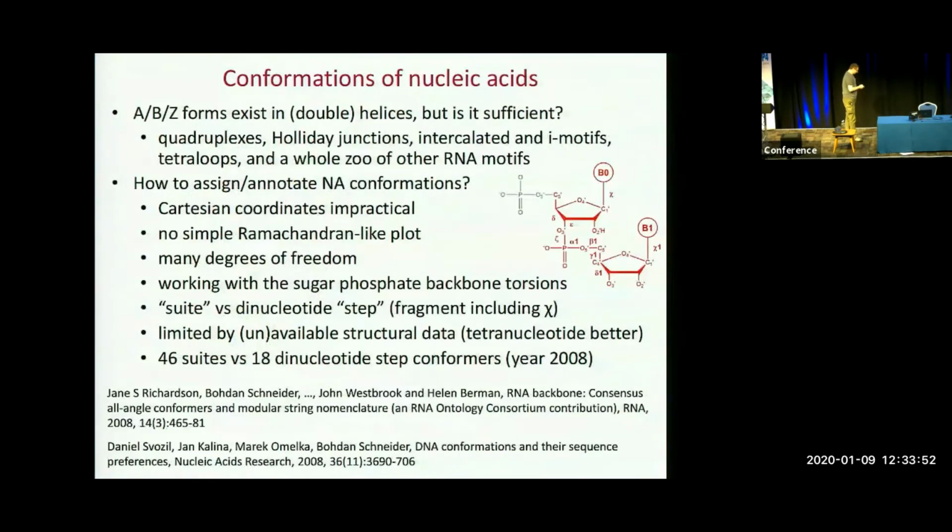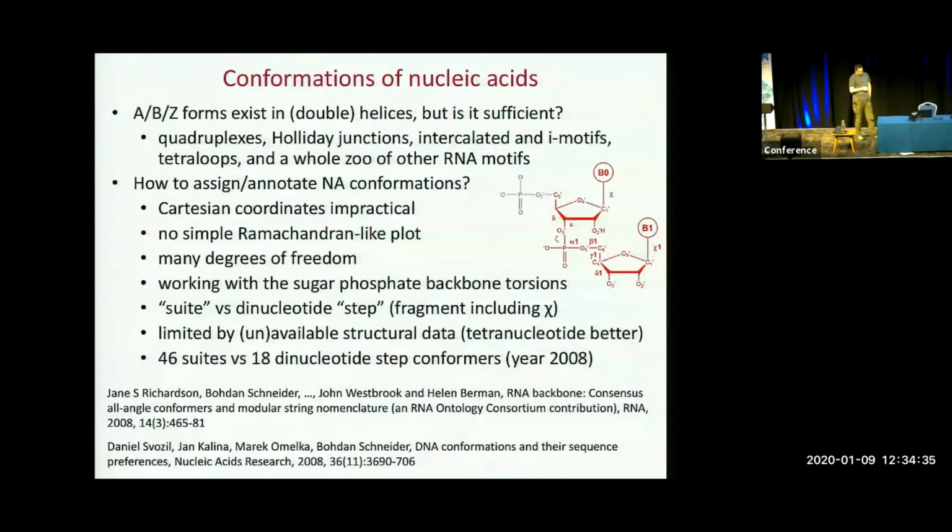So, a little piece of history. Everybody who has ever seen a nucleic acid knows that there are obviously A, B, and Z forms, which occur in double helical forms, but it is not sufficient to describe the whole complexity of nucleic acid structures. There are quadruplexes, Holliday junctions, intercalated regions, i-motifs, tetraloops, and other really interesting motifs from RNA. So how do we deal with that? How do we look for conformers in nucleic acid structures?